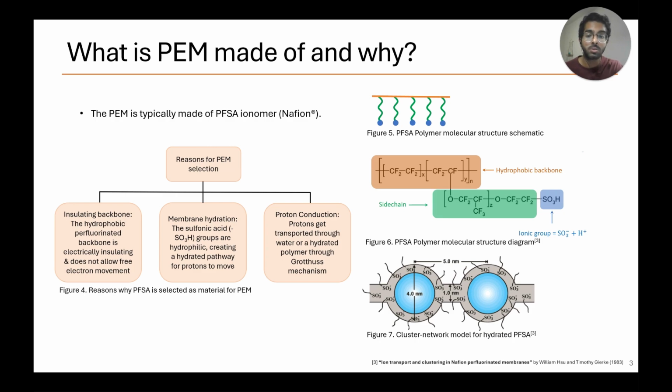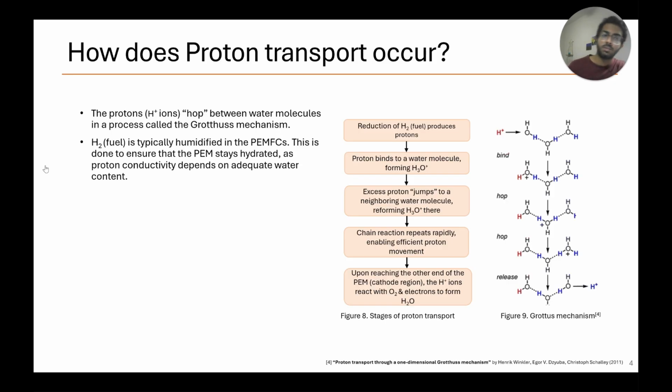The third reason is proton conduction. Now, protons get transported through water or a hydrated polymer through a mechanism known as Grotthuss mechanism. I'll be explaining a bit about this mechanism in the next slide. Now we need to understand how proton transport occurs. Before going to that, we need to note that hydrogen is typically humidified. This is done to ensure that the membrane stays hydrated, as the conductivity of the protons depends on adequate water content.